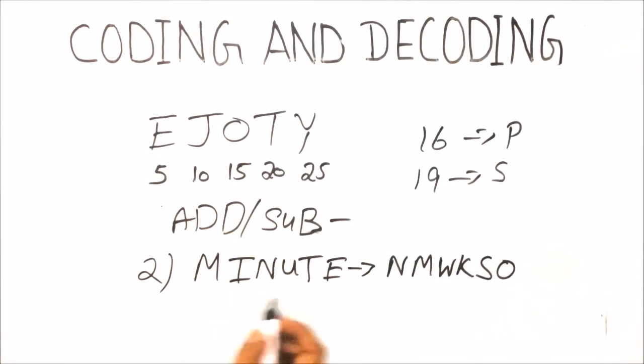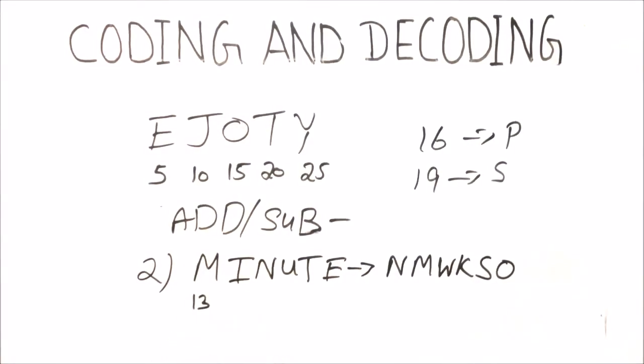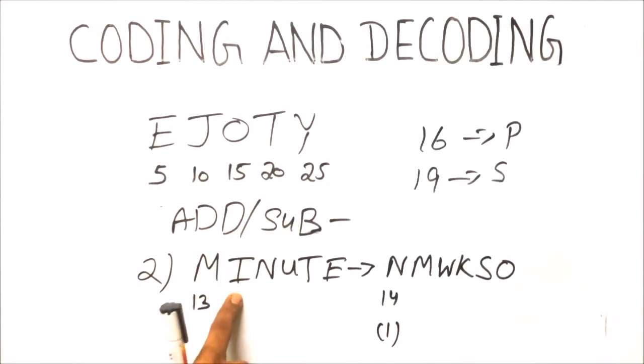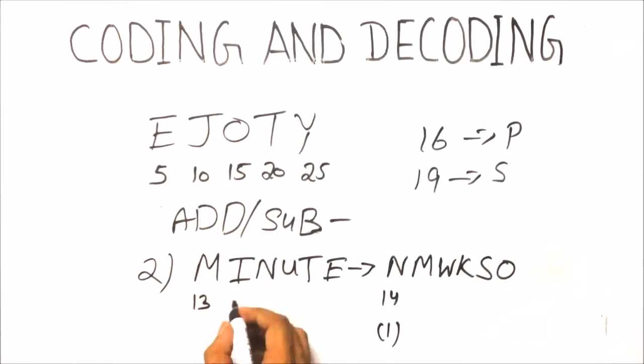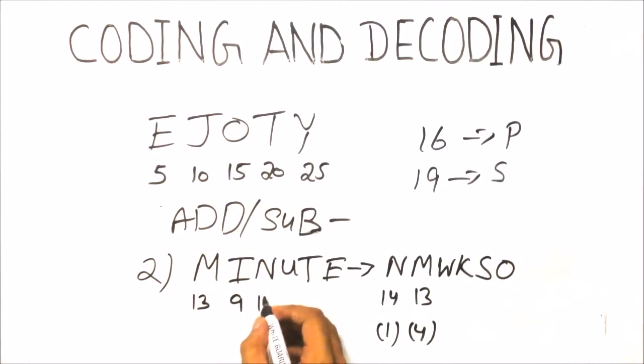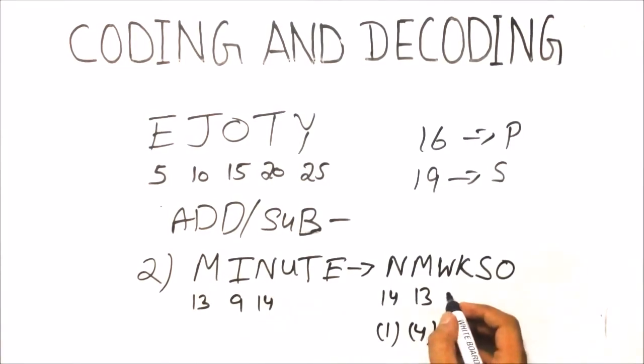Now the letter here is M, which comes at the 13th place in the alphabetical order, and N comes at the 14th place. So there is a clear difference of 1. Now if you look at the second letter, I comes at 9th place in the alphabetical order, and M comes at the 13th place. So here the difference is 4. Now what you need to do is look at the differences. N comes at the 14th place in the alphabetical order, and W comes at the 21st place. So here the difference is 9.